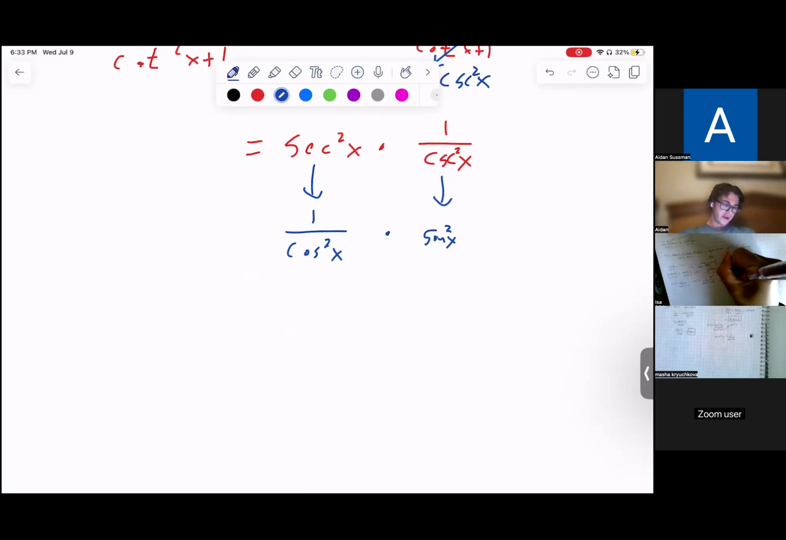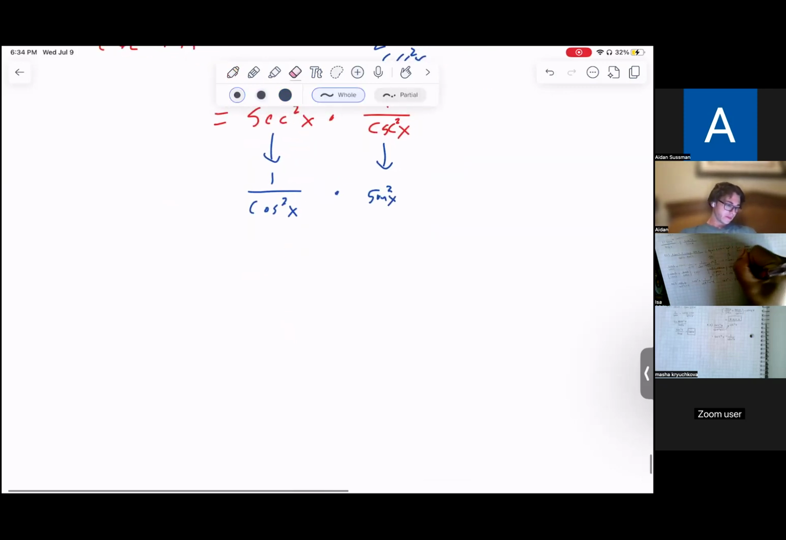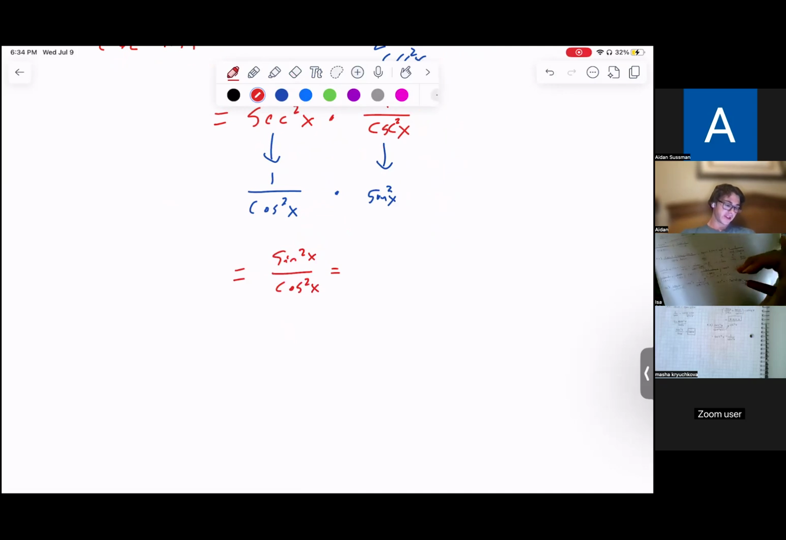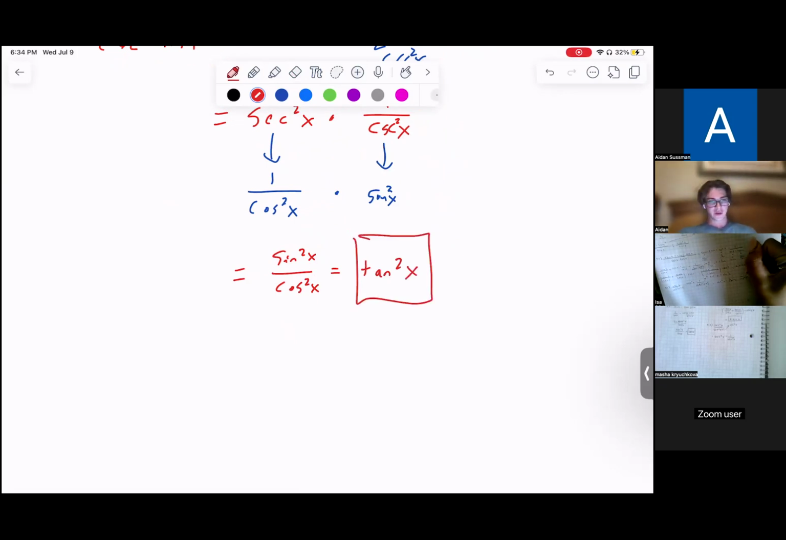Helena, what do you notice next I could do? When you put the sine on top of the cosine, it turns into tangent. Yeah, but not just tangent. What do we see about the sine squared and cosine squared? Exactly. That's just tangent of x squared. And that's it. We've got one whole fraction, so we're good. Any questions?